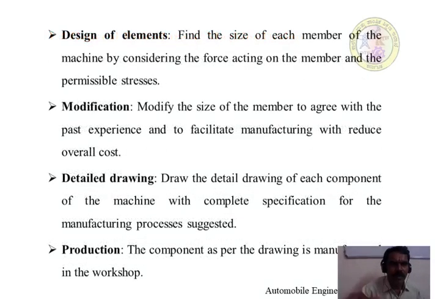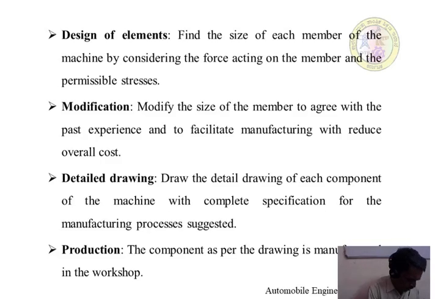The next step is design of elements. Find the size of each member of the machine by considering the force acting on the member and the permissible stresses. Next is modification. Modify the size of the member to agree with past experience and to facilitate manufacturing with reduced overall cost. Next is detailed drawing. Draw the detailed drawing of each component of the machine with the complete specification for the manufacturing process suggested.